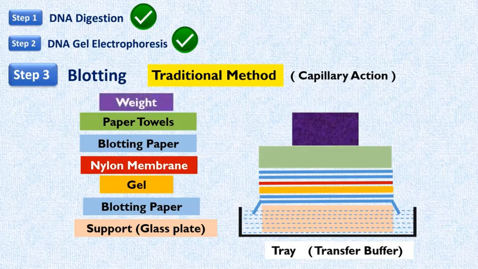The buffer or liquid from the tray now rises through the gel, taking with it the DNA molecules. Once the DNA molecules reach the nylon membrane, they become adsorbed tightly to the membrane and are retarded. The remaining liquid passes through the paper and is absorbed by the paper towels placed at the top. During this transfer, the DNA fragments retain the same pattern of separation they had on the gel.